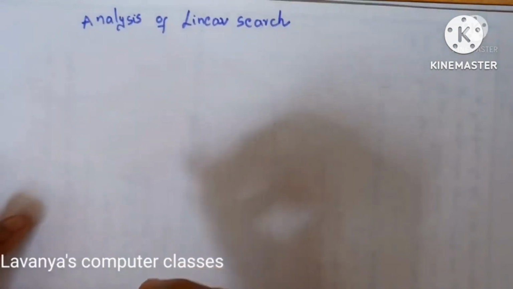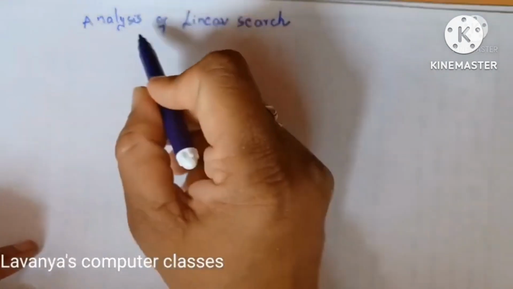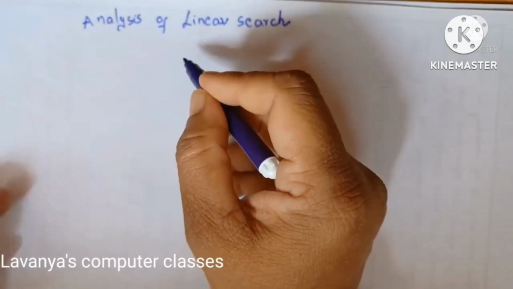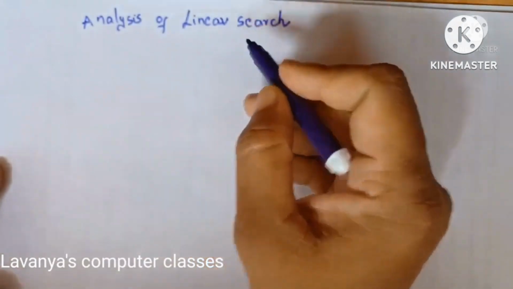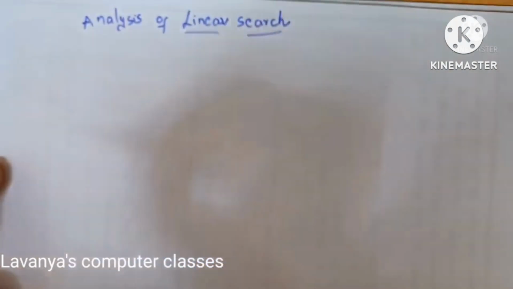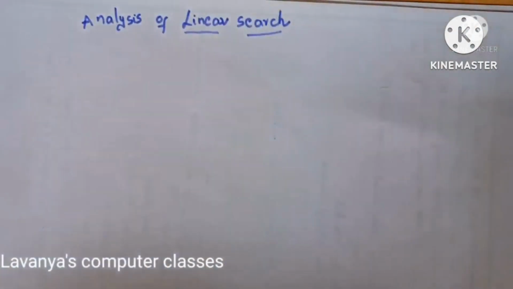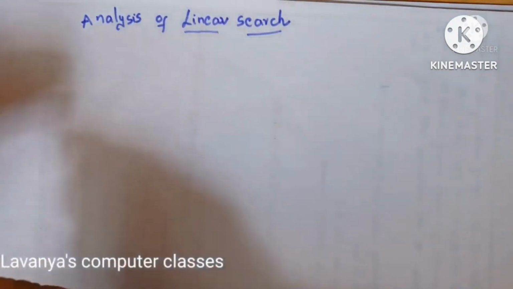In this video, I will explain linear search and the analysis of linear search: what is the worst case, best case and average case of linear search. So what is a linear search? Linear search means searching for an element. Linear search is used for searching for an element in the given list. So that is called linear search.